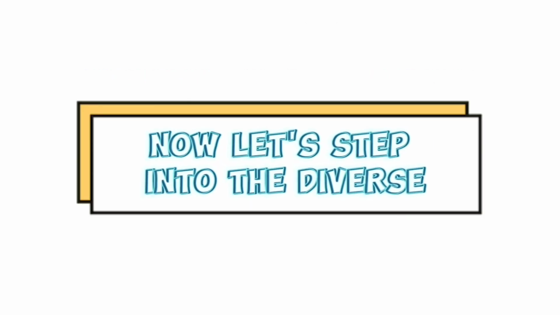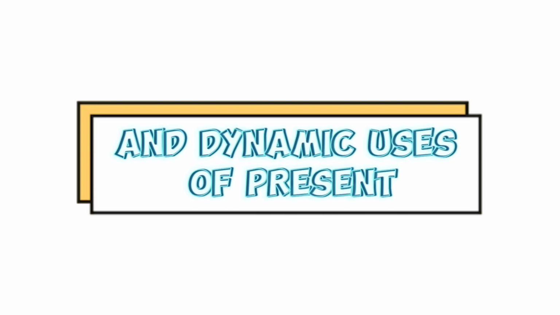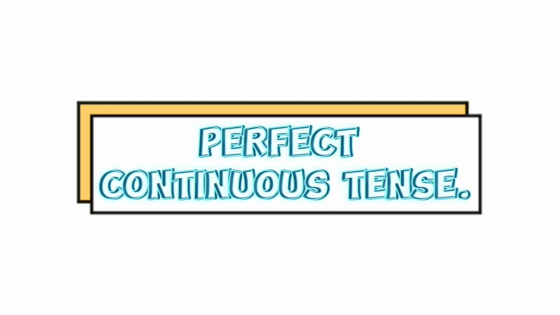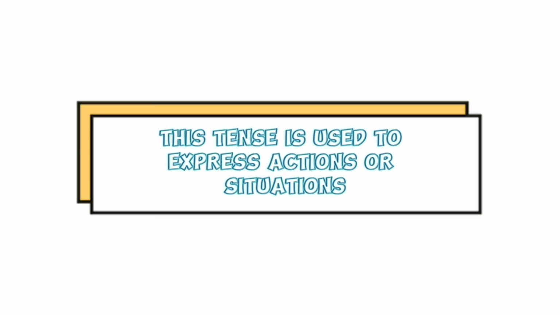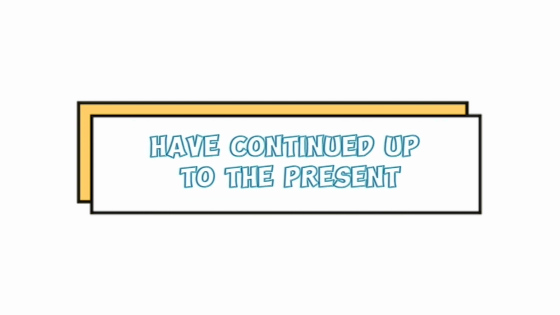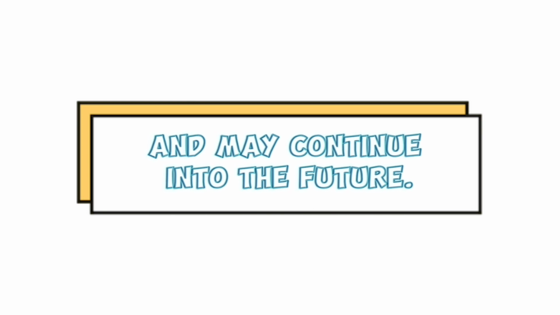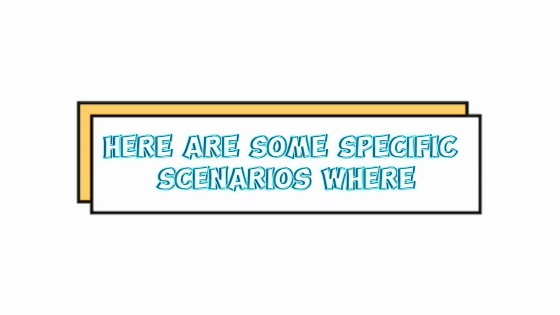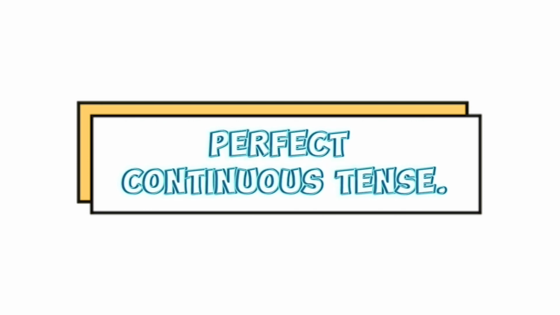Now let's step into the diverse and dynamic uses of present perfect continuous tense. This tense is used to express actions or situations that started in the past, have continued up to the present, and may continue into the future. Here are some specific scenarios where you would use the present perfect continuous tense.